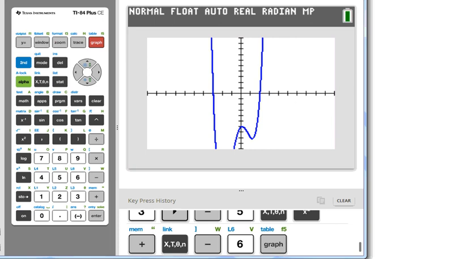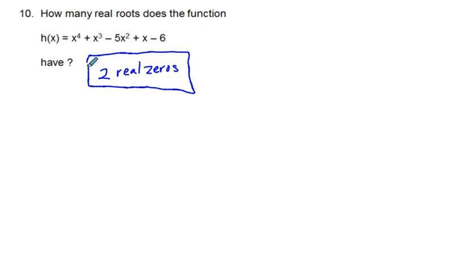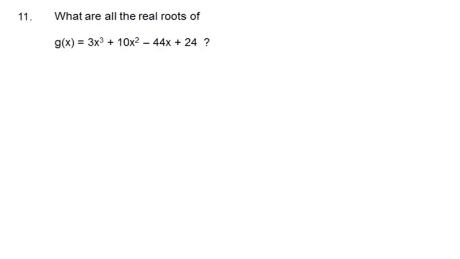So we will say 2, see if I can write it a little more legibly, 2 real zeros are roots. Roots and zeros being synonymous. Also x-intercepts, that'd be another synonym. Next, 11. What are all the real roots of this function here?